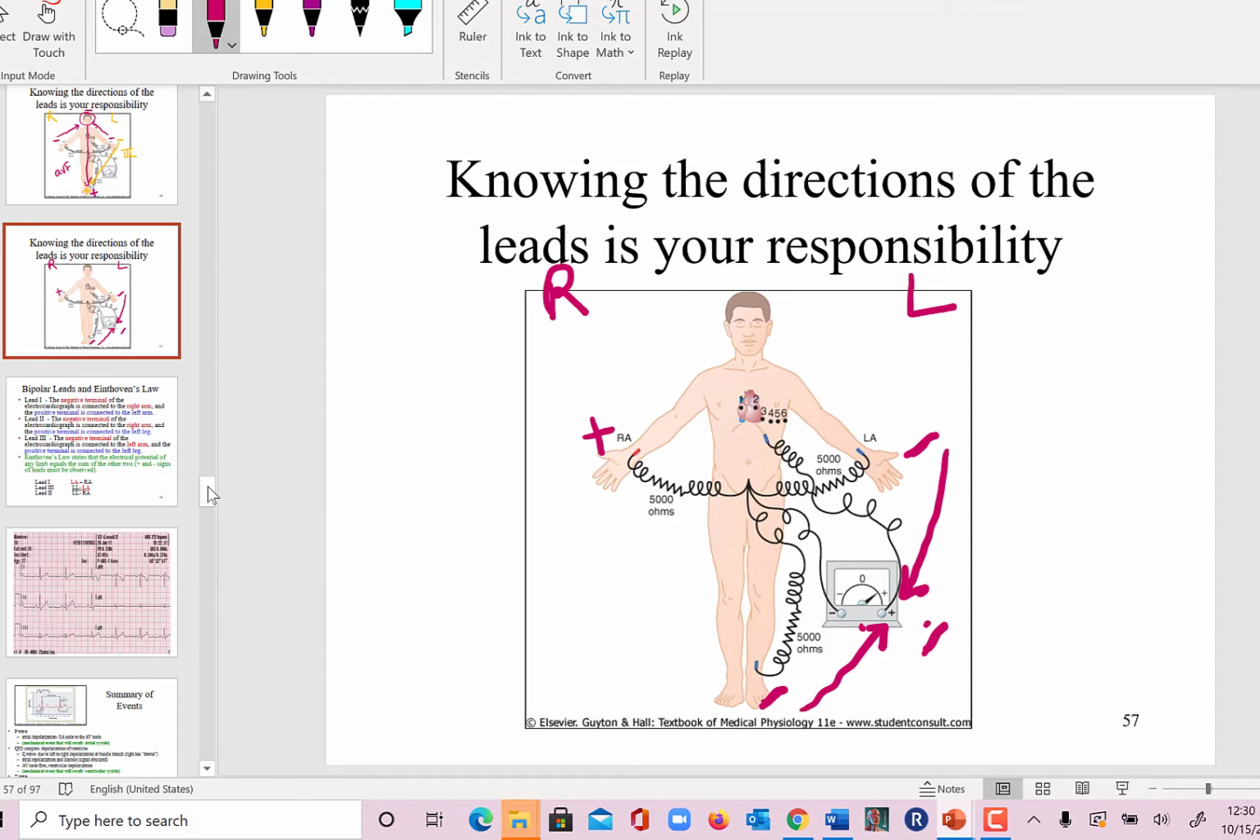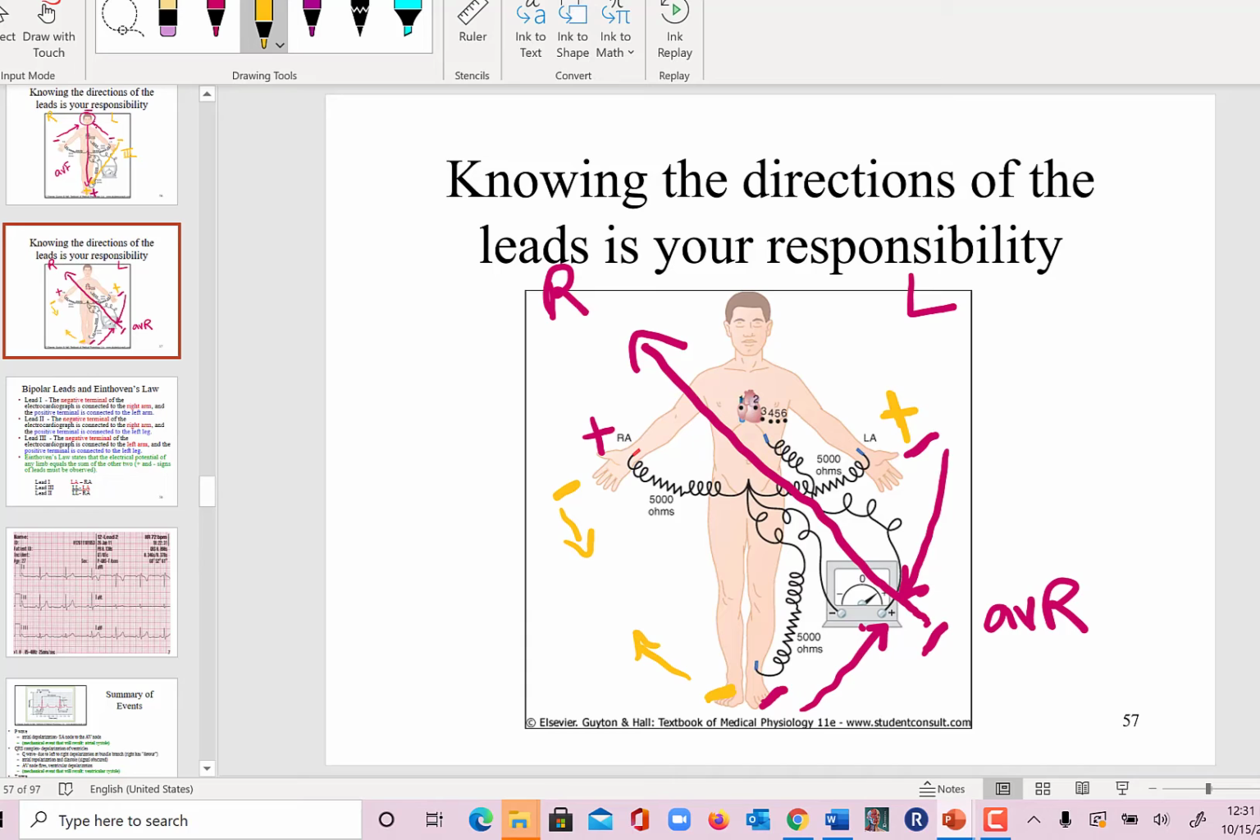And if we draw our vector now, remember the tails are negative and the head is positive. We see that for lead AVR, it points over your right shoulder. What about AVL? For lead AVL, the right arm is negative, the foot is negative, and the left arm is positive. The machine again takes the average distance between the two negative poles, and now lead AVL points over your left shoulder. Those are going to be your responsibility.